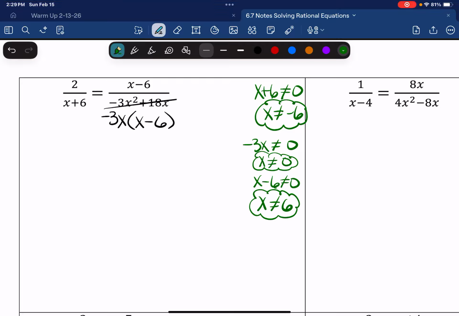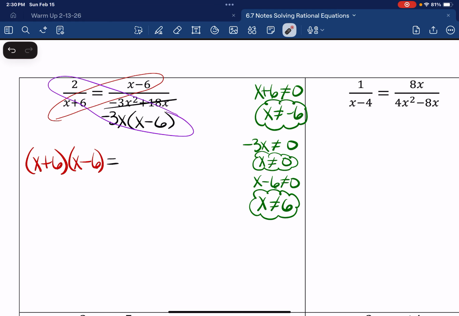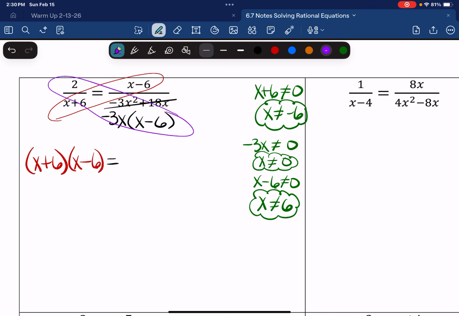Now, I've got my two fractions, my proportions that are equal to each other. So I'm just going to cross multiply in both directions. And again, it doesn't matter which way you multiply first. So if we start out, we have x plus 6 times x minus 6, and that should equal, when I multiply this way, 2 times -3x will give me a -6x times that x minus 6.